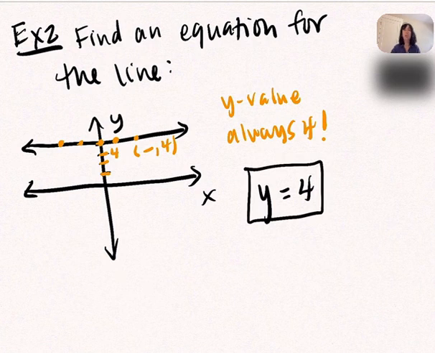So horizontal lines have equations y equals a number, and vertical lines have an equation x equals a number.